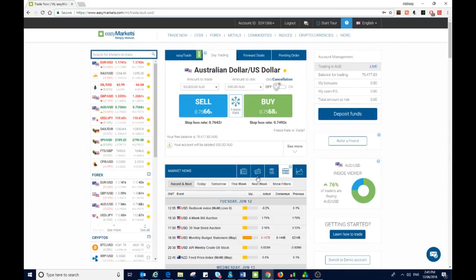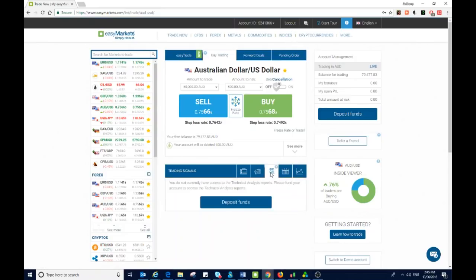Now some of the features you're also going to see straight off the bat are trading signals. I'm going to have to log into a live account to get those signals, because if you were on a demo account, you're not going to have access to that. So let me quickly log into a live account to get access to these trading signals.